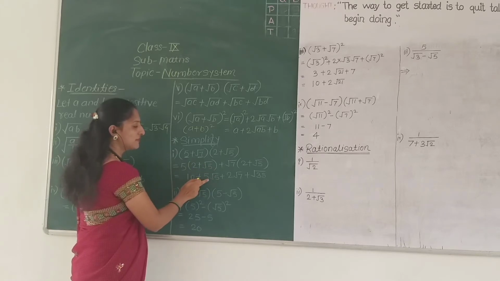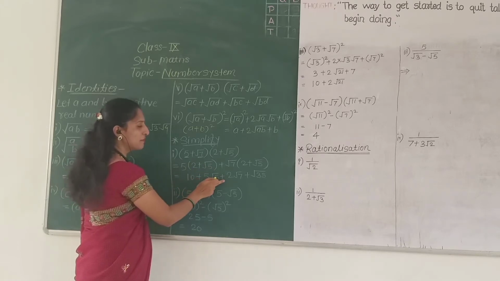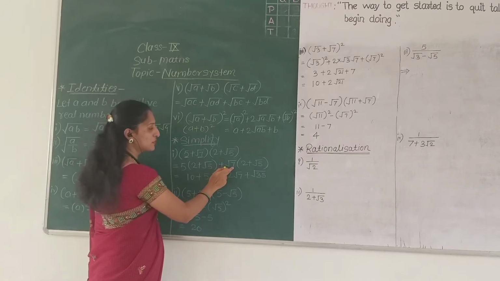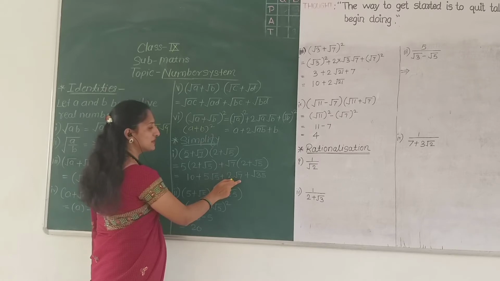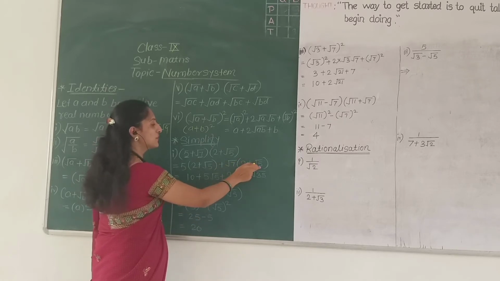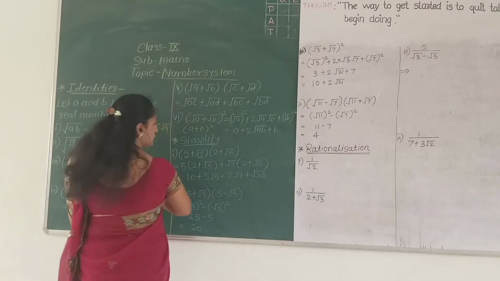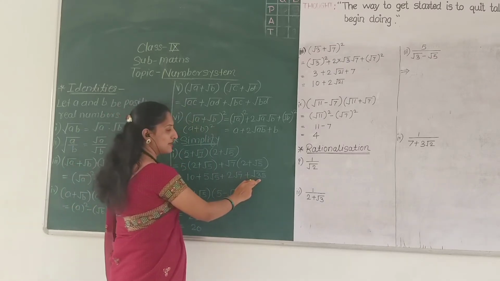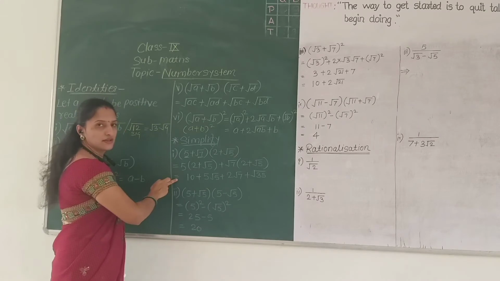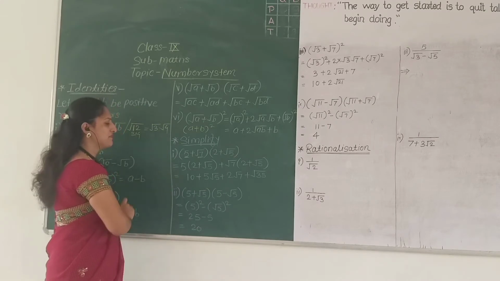5 into root 5 is 5 root 5, plus multiply with 7, root 7 with this bracket. 2 into root 7, which is 2 root 7, and root 7 into root 5. Root 7 into root 5 is root of 75. Okay, you get this? It's very simple.